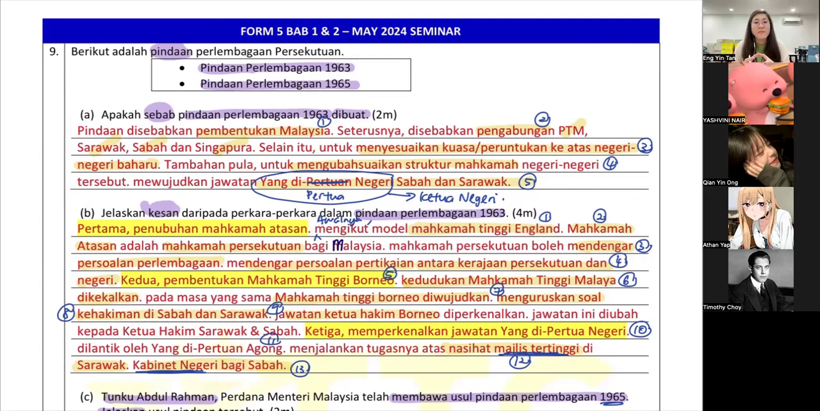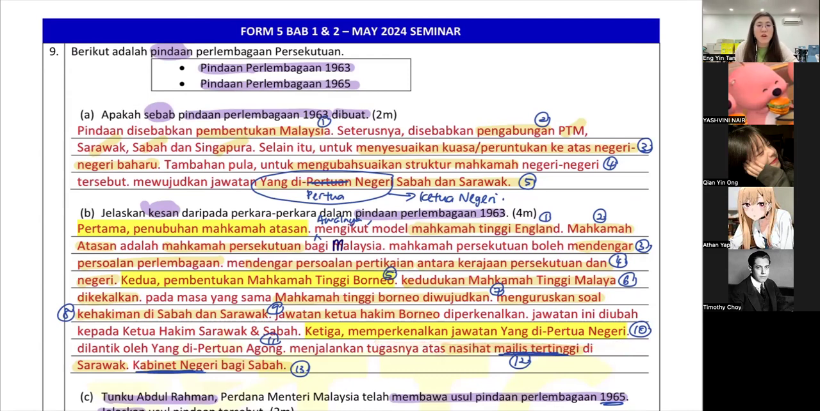Right now we're in Malaysia. And then the second thing is we form a new high court for them, Borneo, Sabah Sarawak. It's two different things. One is the structure, which is the pattern. Another one is the high court. See the difference? Careful. And the last one here is we introduce Yang di-Pertuan Negeri bagi Sabah Sarawak.